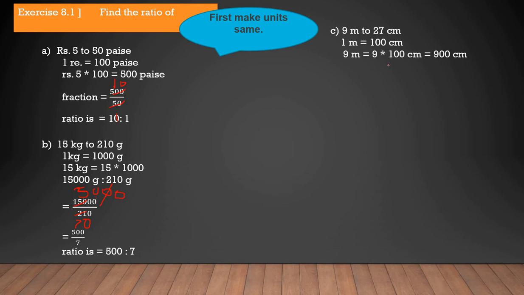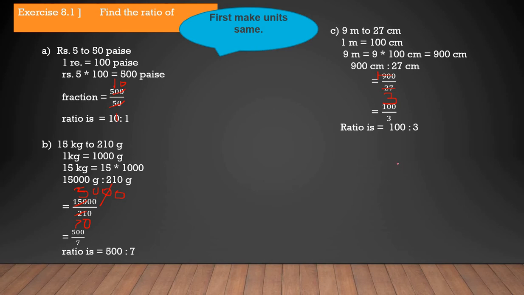Now the ratio is 900 centimeter to 27 centimeter. Now both the units are same, that is centimeter. So you can write it in the fraction form, 900 upon 27. And if you divide it by 9, you will get 100 upon 3. You can see here, you cannot divide this further. So my final ratio is 100:3.